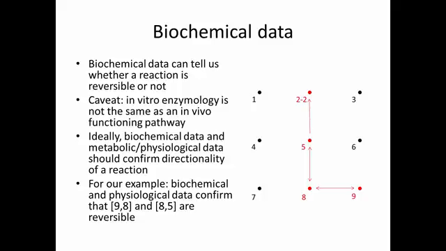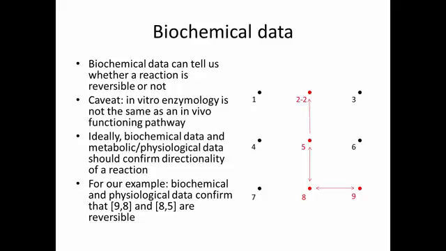So it might not necessarily reflect real life. Ideally, what you would want to use is the combination of biochemical and metabolic/physiological data to confirm, at least the directionality of a reaction in a pathway. So, for example, we can say that we have both of those things because we're just making this up.